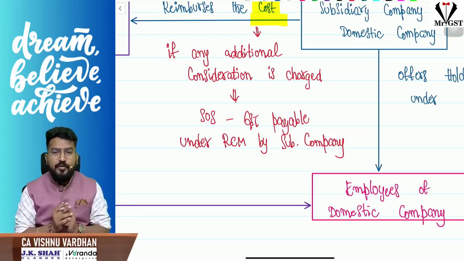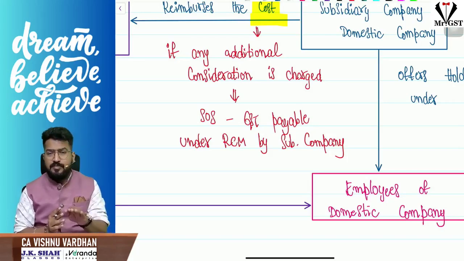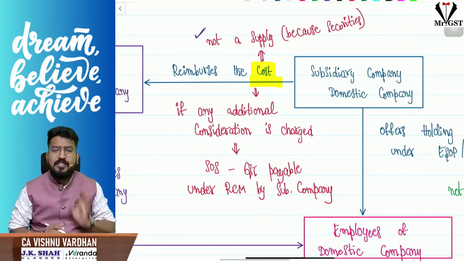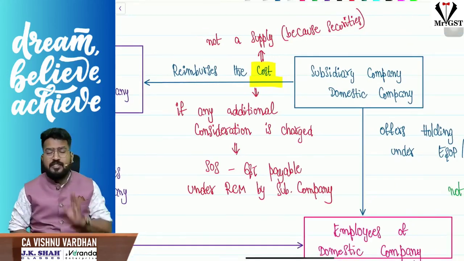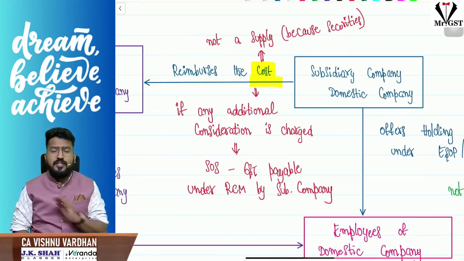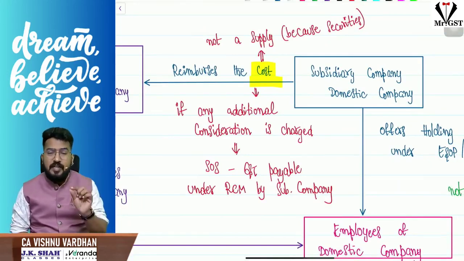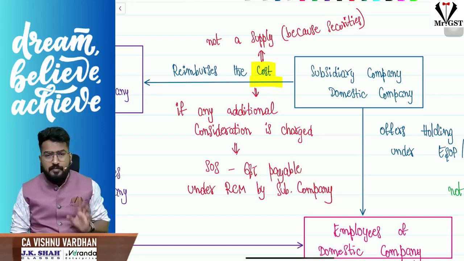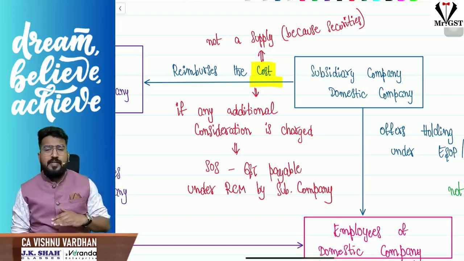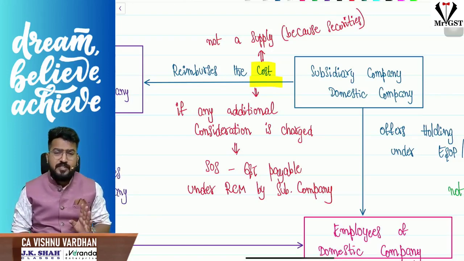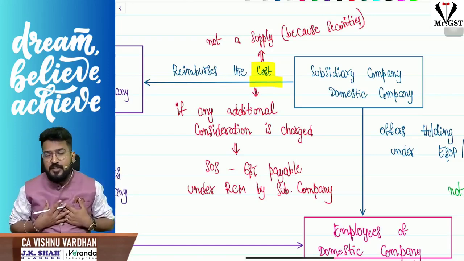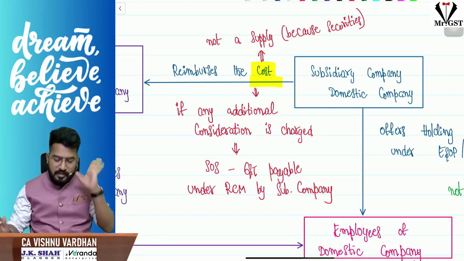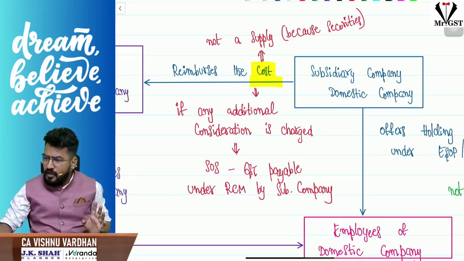Now for this, the domestic subsidiary company is making the reimbursement to the foreign holding company. If they are reimbursing the exact amount, the value of that securities, then it is nothing but a transaction in securities, it is not a supply. But if they are reimbursing something extra, then this will become supply of service. So it is treated as the foreign holding company providing service to the domestic subsidiary company. So it is like importation of services by the domestic subsidiary company, and the domestic subsidiary company should pay GST under reverse charge mechanism. That is what the clarification says.